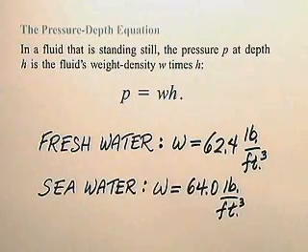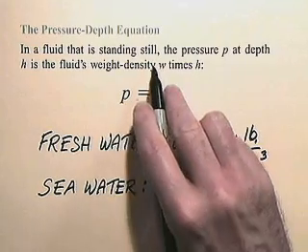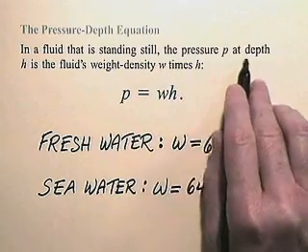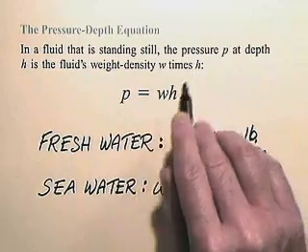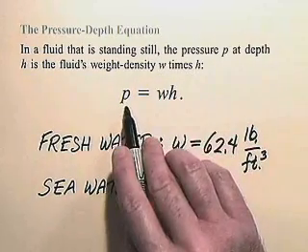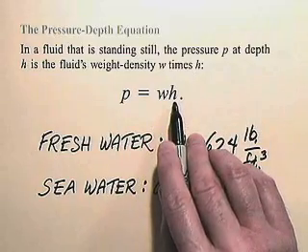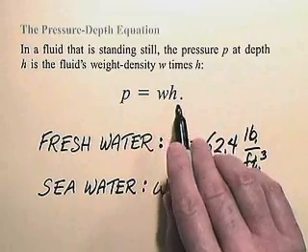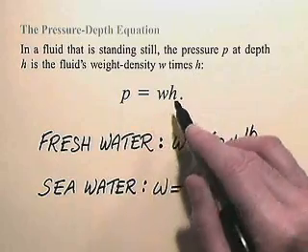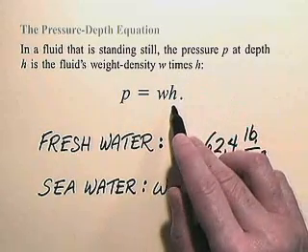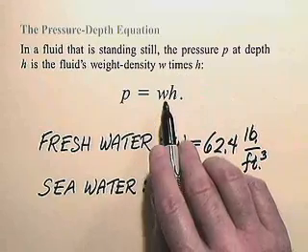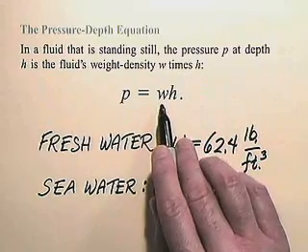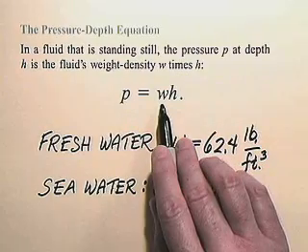We begin with the pressure-depth equation. In a fluid that is standing still, the pressure P at depth h is the fluid's weight density W times h. In other words, the pressure is simply W times the depth h. Now, keep in mind that h is the distance from the surface down to the depth where you're measuring the pressure. So in order to figure out the pressure, you have to know the weight density of the fluid.